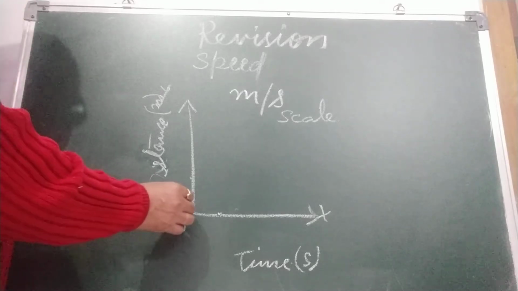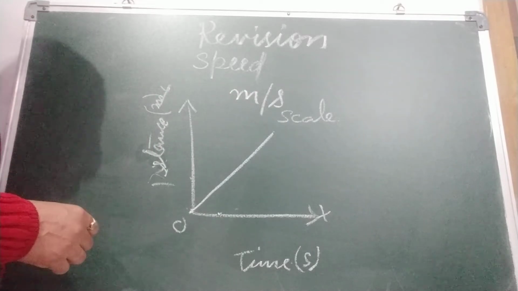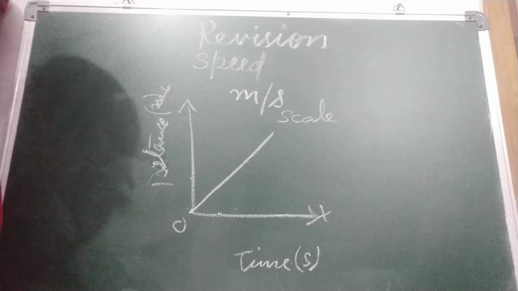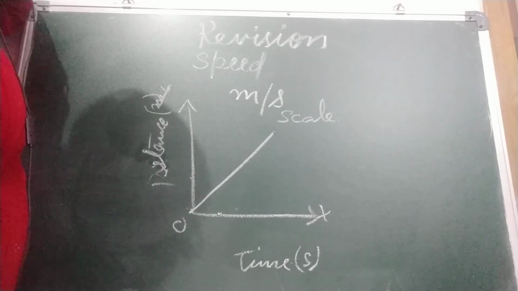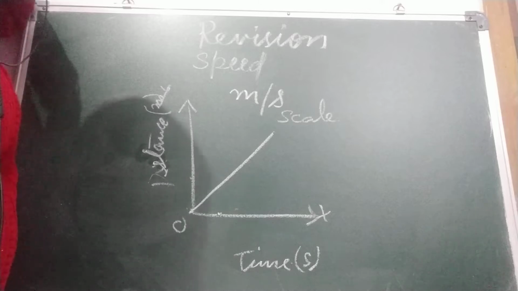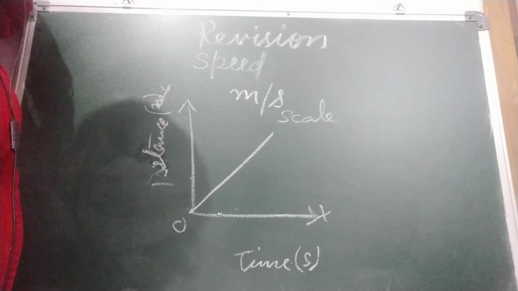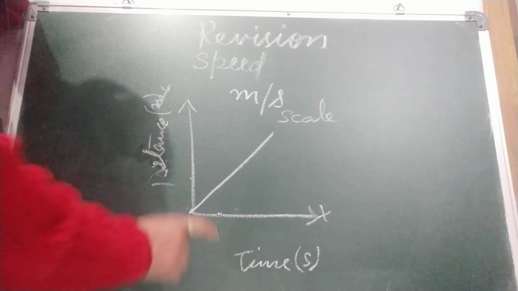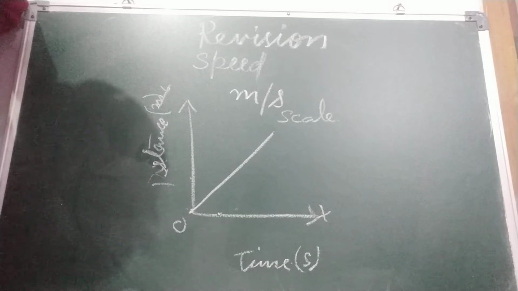Next, if we get a straight line graph, it means the vehicle is moving with uniform motion. When do we say a body is in uniform motion? A body is said to be in uniform motion if it travels in a straight line and covers equal distances in equal intervals of time.